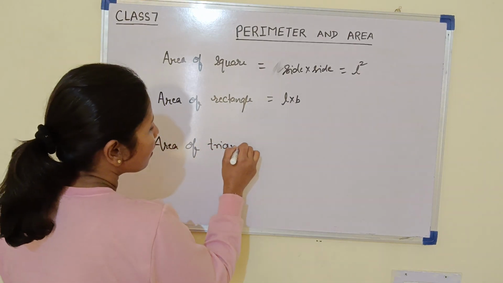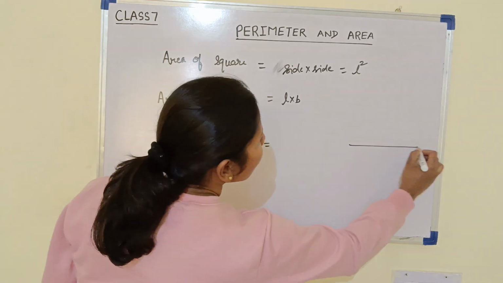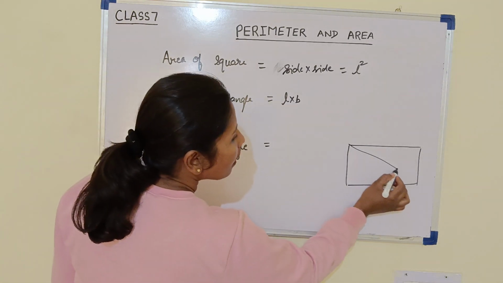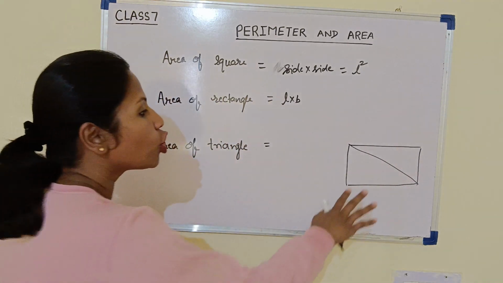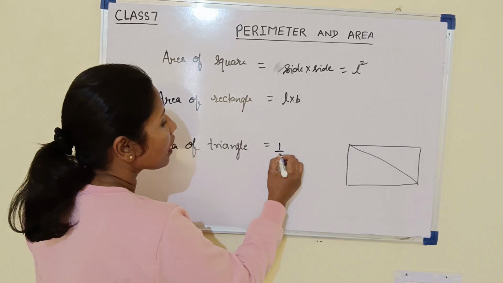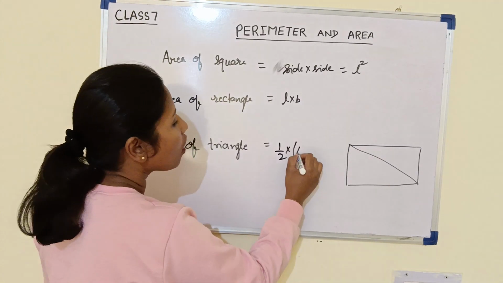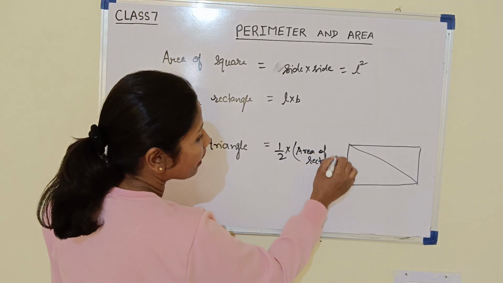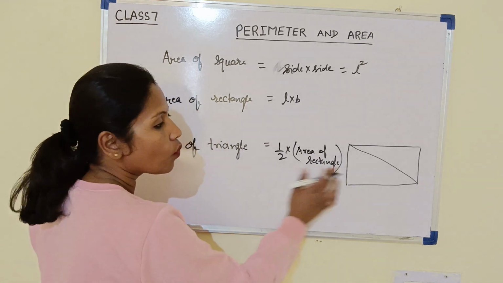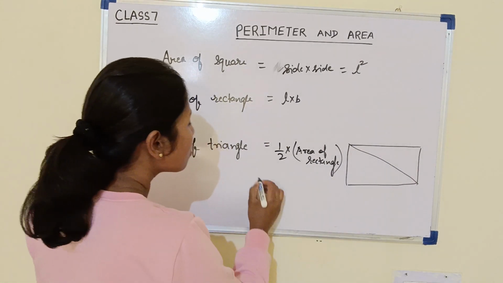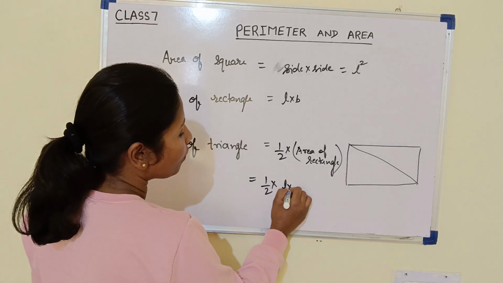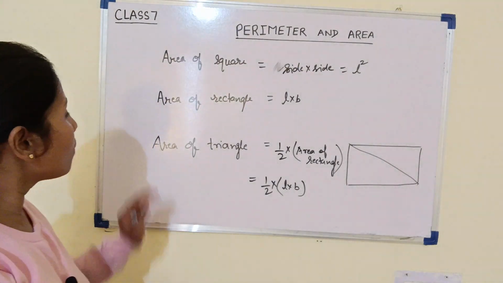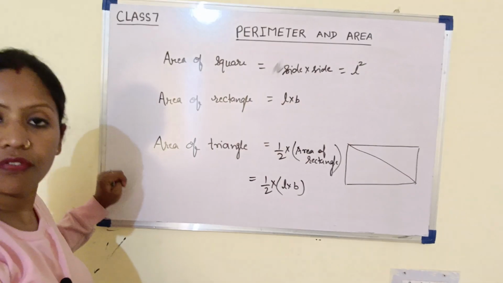And then we know the area of triangle, that we have found from the rectangle only. In the previous classes, I showed you that if there is a rectangle and you divide it like this, there will be two triangles, right? So the area of the triangle will be half of the area of the rectangle. So it's half into L into B, the length into breadth. This is the area of triangle.